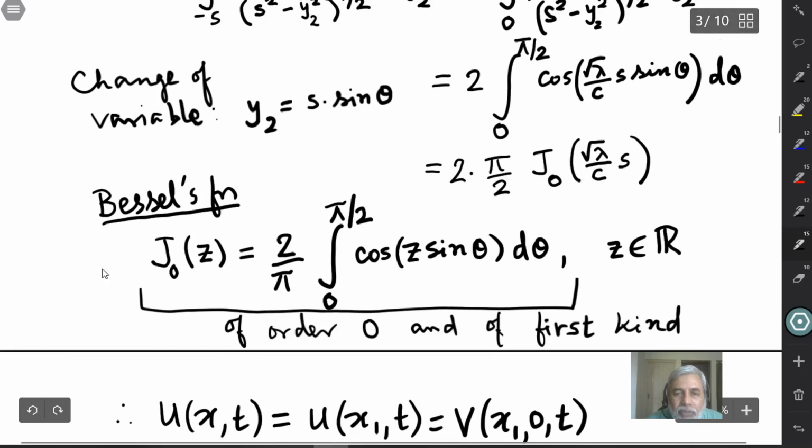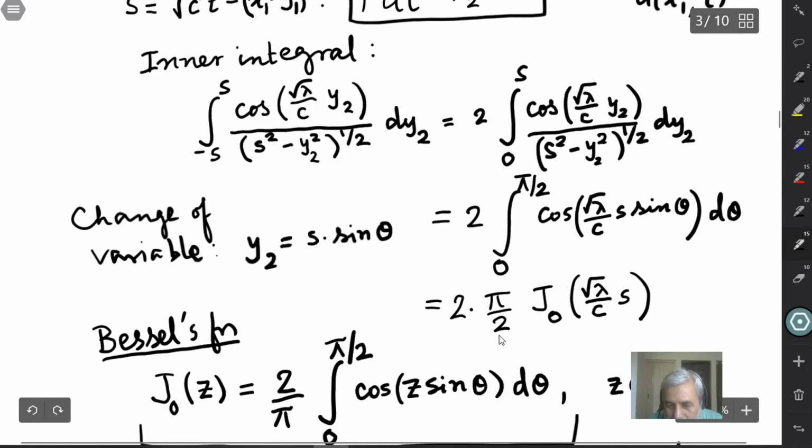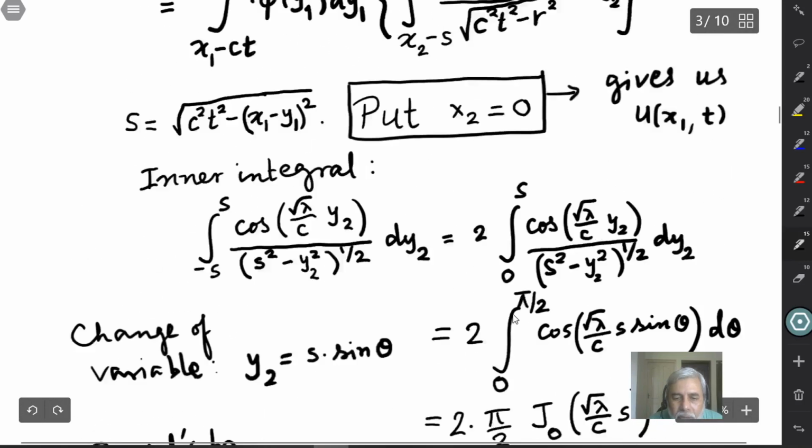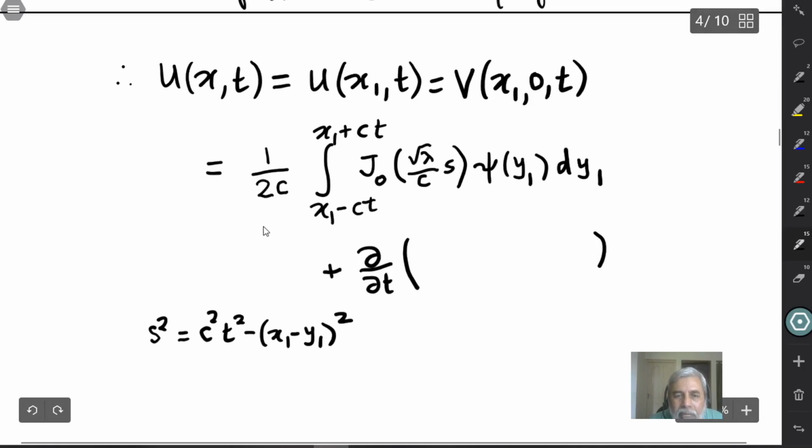So finally, the inner integral we have computed now, in terms of the Bessel function. Now we just put together, and we get the required solution. Again we go back to the original variable u of x, t. Temporarily we put it as x1, and this is given by v(x1, 0, t), which we just computed. It's 1 by 2c times the integral from x1 minus c t to x1 plus c t of J0(root lambda s) psi 1 dy1, and the same thing comes here with psi replaced by phi.